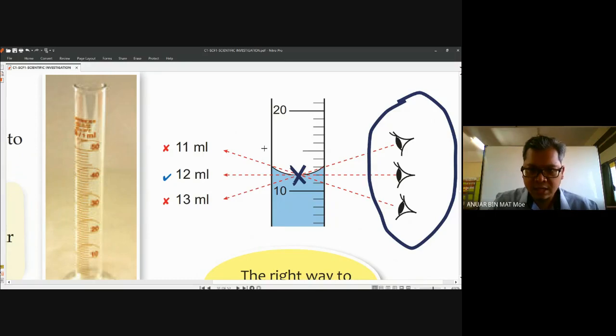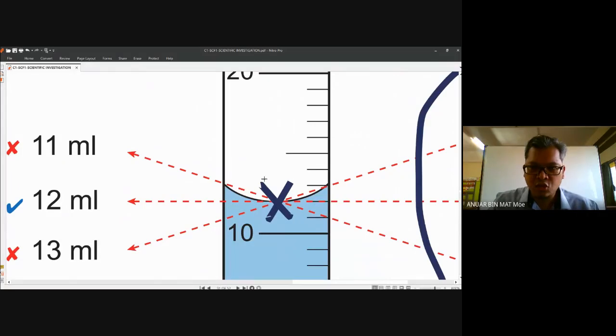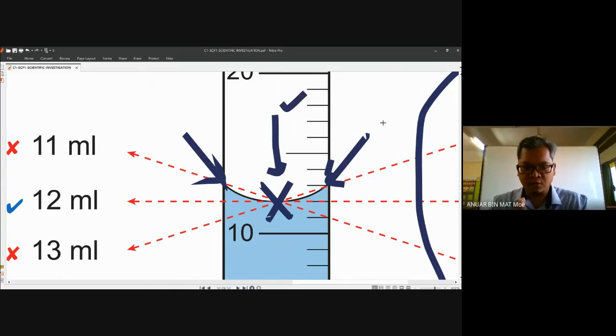I will zoom in a bit. This one, you must measure at the meniscus. This is what we call a meniscus. You cannot measure it here. This is not the correct way to take the reading. You must be at eye level here. This one is the correct way, at the center of the surface or the level of the water. Okay.